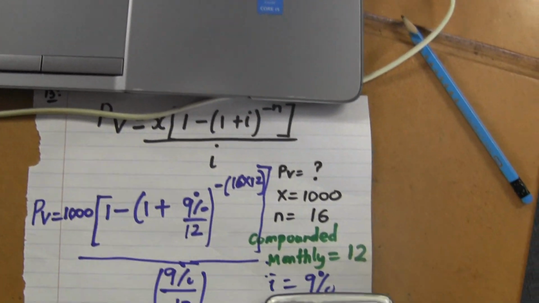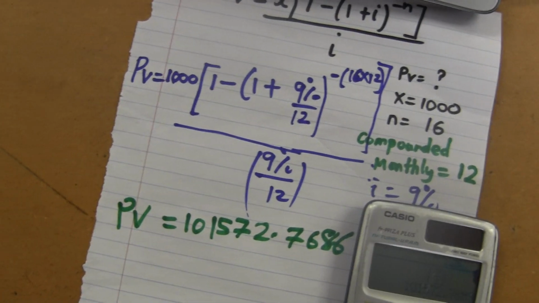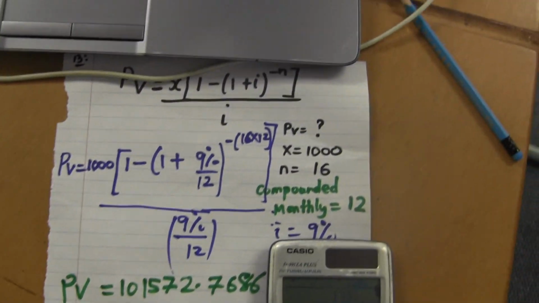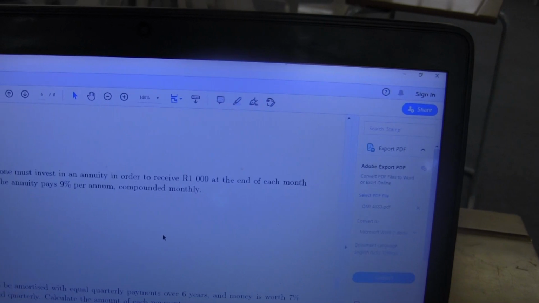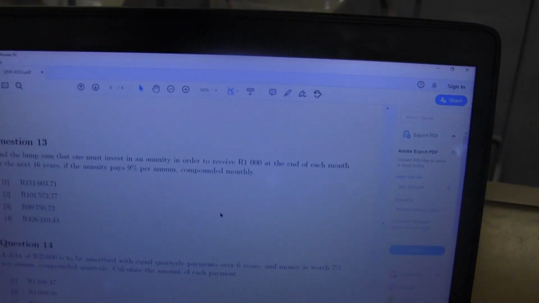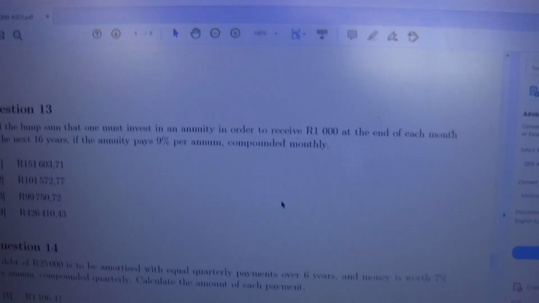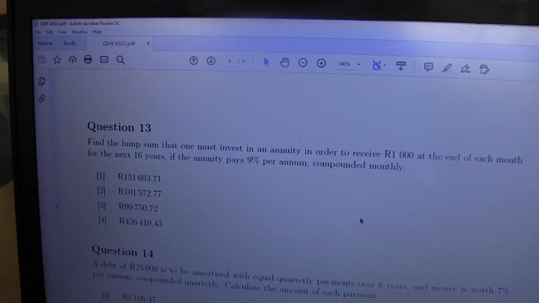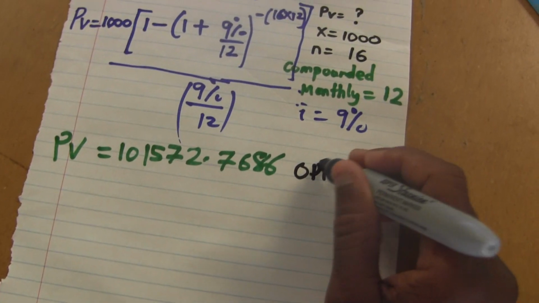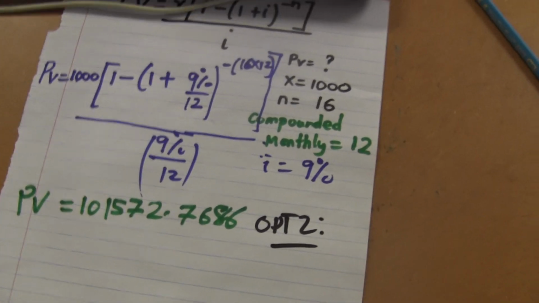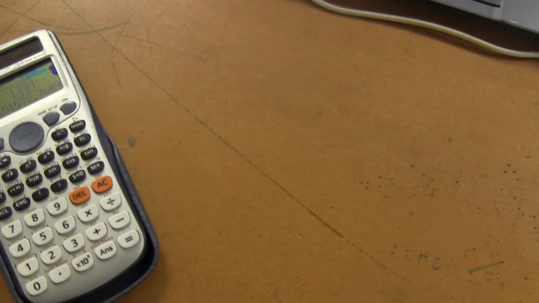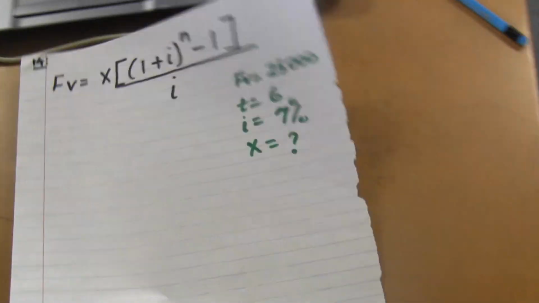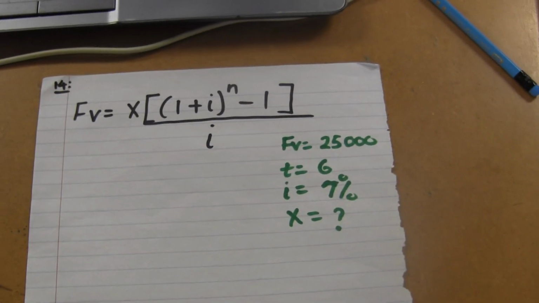Okay, now we go to the next question. To receive such amount, if you go to the options here, let's check the options. It should be option 2 for sure. Yes, option 2. See? Option 2 is our answer. Okay, cool. Now we go to question number 14.